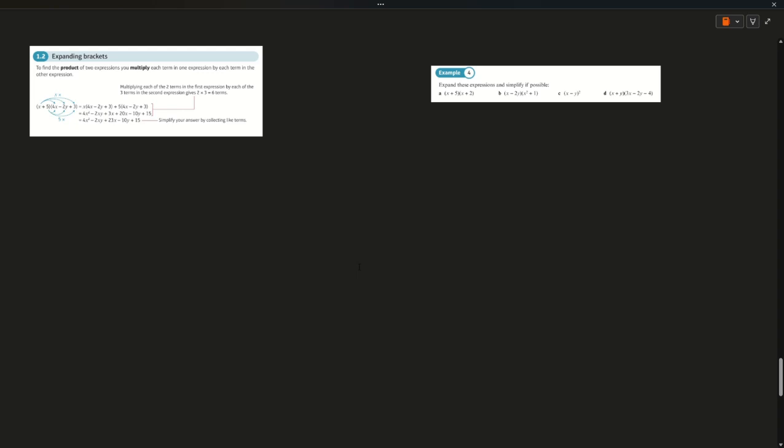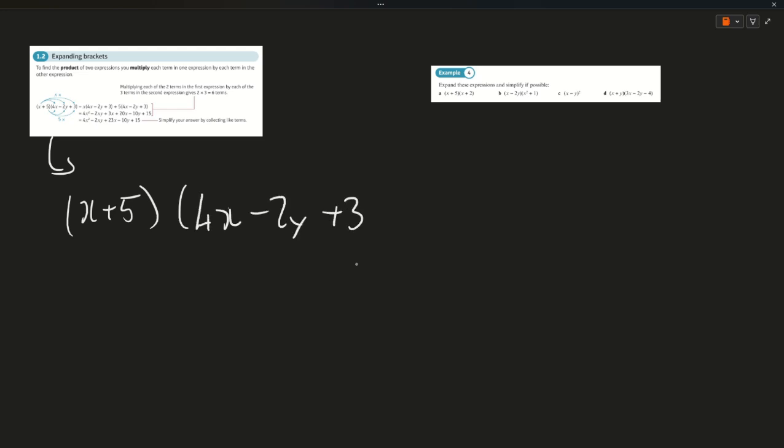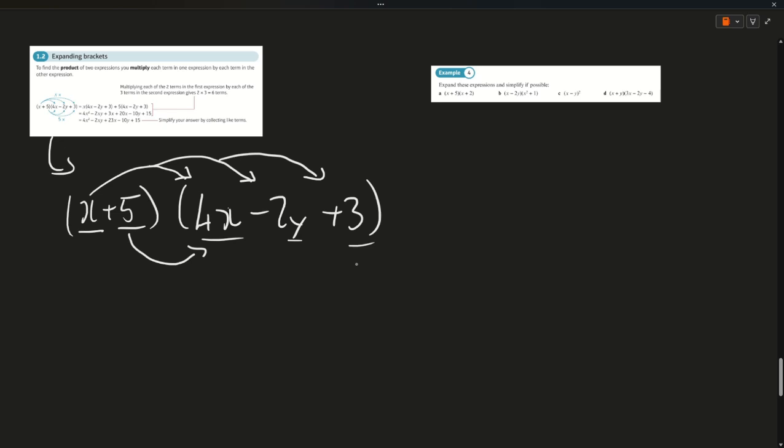To find the product of two expressions, you multiply each term in one expression by each term in the other expression. So the textbook does a decent job here of highlighting what you need to do. It gives you a little example here: 4x minus 2y plus 3. What all of these words mean, and they've actually given you a little diagram there, is that every one of these you have to multiply by every one of these. So you're doing that, then that, then that, adding all of those up, and then that, then that, then that.